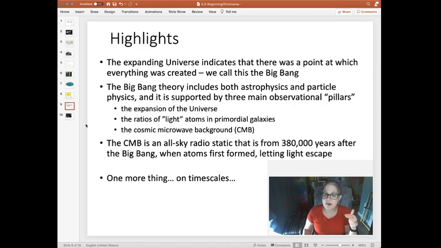That cosmic microwave background is an all-sky radio static, or radio light, from about 380,000 years after the Big Bang. First atoms were forming and light was able to shine forth across the universe. I wanted to end on one last thing, if you're taking this course. The worksheet that goes along with this lesson is not about the Big Bang. It's something called the cosmic calendar.